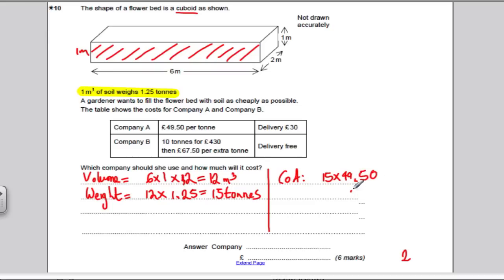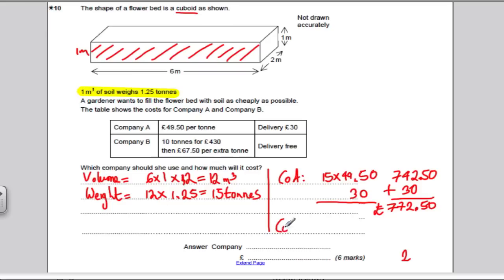Okay, and it would be, add on to that, £30 delivery charge. Now 15 times £49.50 is £742.50 plus the £30 delivery. You get a total of £772.50. Okay, so that's how much it would cost for company A.